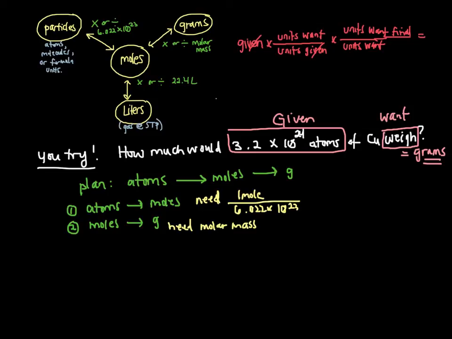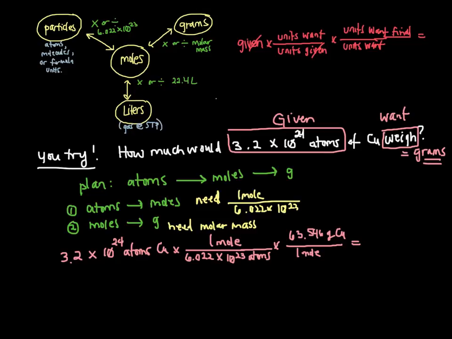All right, so let's look at the plan first. So here's what you're given, and here's what you're trying to find, which is a weight. And weight is equal to mass in grams. So the plan is we're going to go from atoms to moles, and then moles to a final mass. So the first step will be taking atoms to moles using this ratio, and then moles to grams using the molar mass. So here's what the setup would look like.